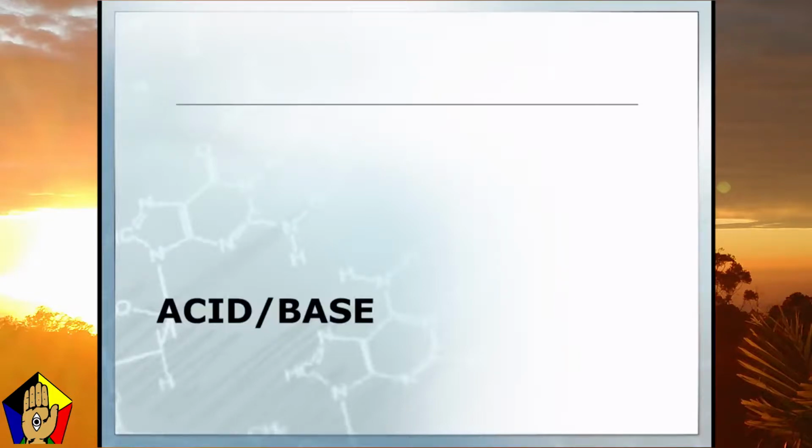Great, now we're on the last set of the videos. So we've talked about the systems, we've talked about distribution of fluids, we talked about regulation imbalances, and we also talked about electrolyte imbalances. Now we're going to talk about acids and bases and their imbalances.